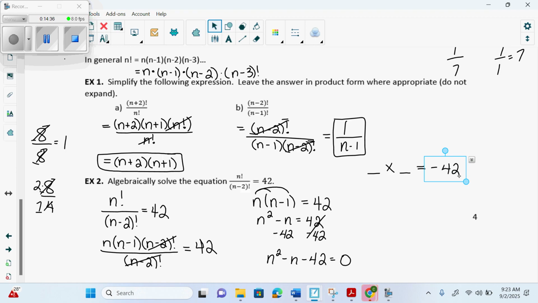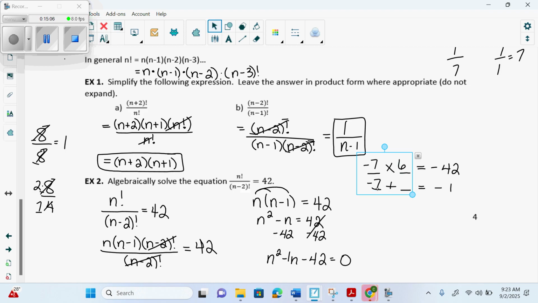All right. So we say, what times what equals negative 42? And then what plus what equals the middle? So what plus what equals negative 1? And I know that it is long and arduous to write that out, but I write it out every time because then I can double check and I don't get a stupid error because I picked the wrong numbers. So what multiplies to give me negative 42 and adds to give me negative 1? Yeah. Negative 7 and positive 6. Yes. Negative 7 and positive 6.